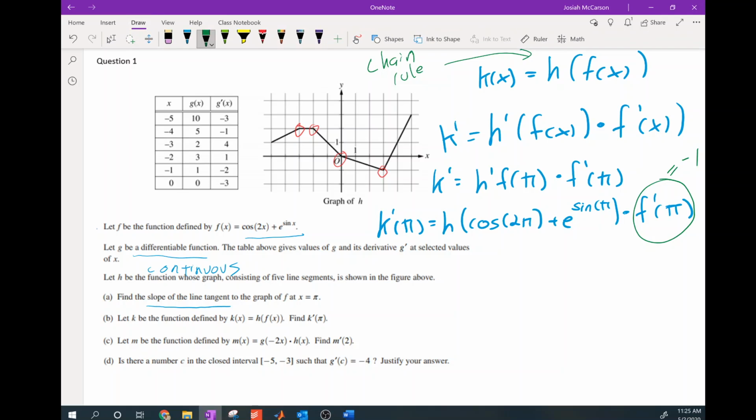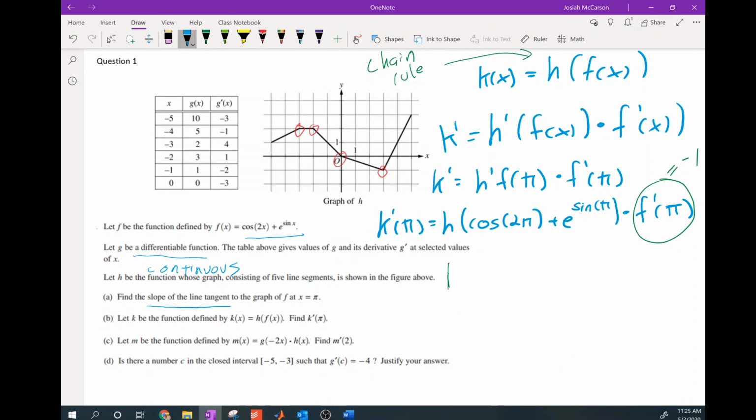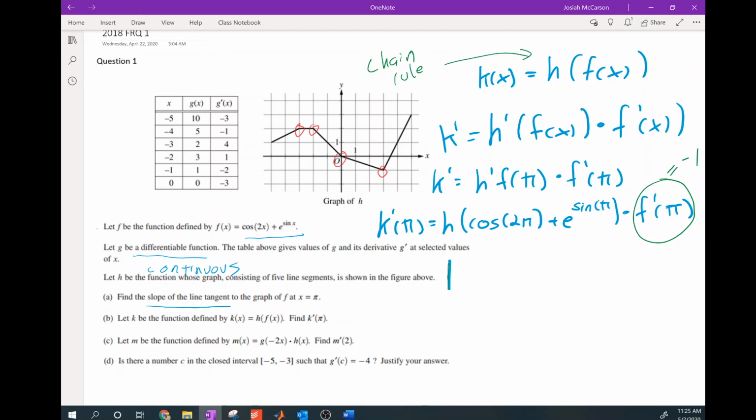So now we can just bring that out front. We'll have k prime of pi is equal to, we'll bring that negative 1 up front, times h prime, and we're going to go ahead and solve this out. Cosine of 2 pi equals 1, and then sine of pi is 0, but that's e to the 0, so that's going to be plus 1.